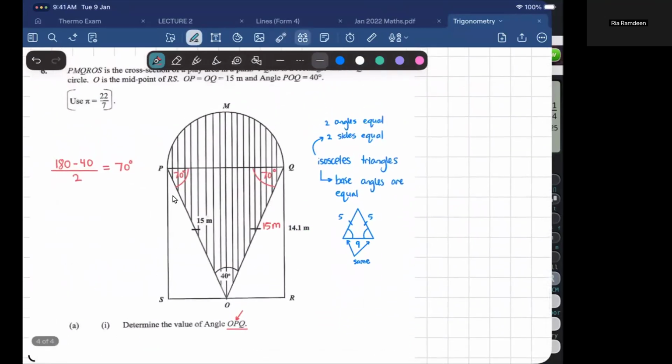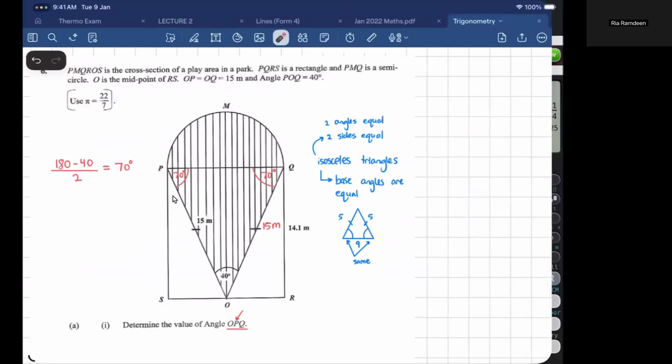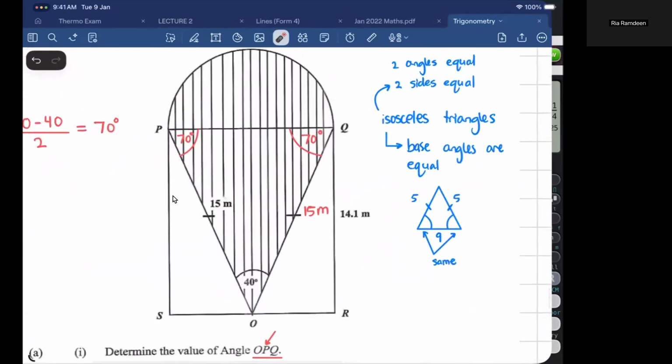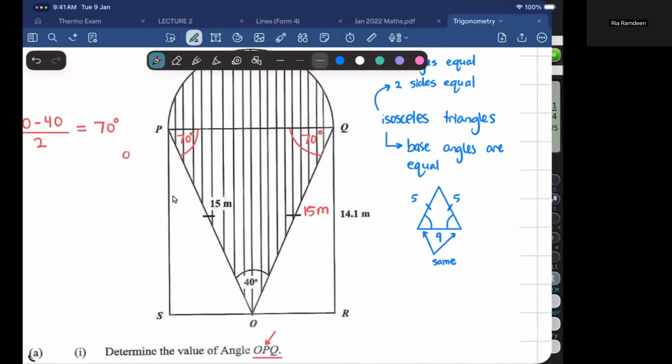It was stupid. The question itself said determine the value of OPQ. I didn't understand which angle that was referring to. Oh yeah, I forgot that the one they put in the middle is the one they're referring to. And I was like, which one is it?